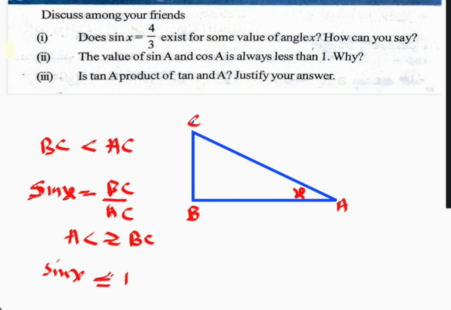If x is 90 degrees, then sin 90 is 1. We know that sin 90 is 1. In the third quadrant, the sine value is -1. So always sin x lies between -1 and 1 only. So 4 by 3 does not exist.